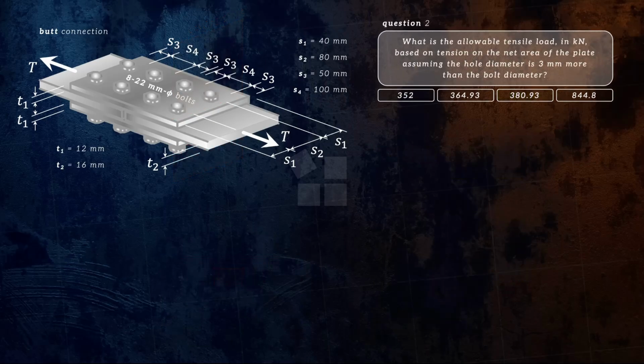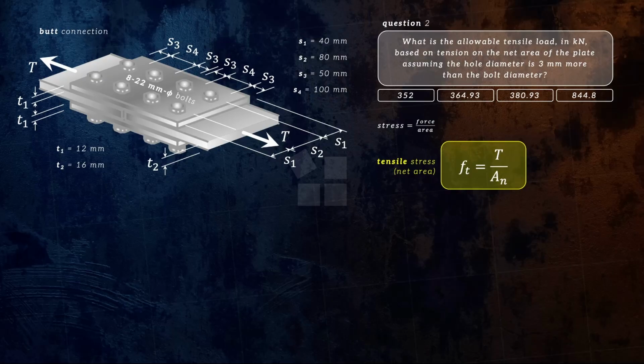Let's proceed to the next question, in which we are still asked for the allowable tensile load, but now it is based on tension on the net area of the plate with the following assumption. The same concept will be used for this question, because if you notice, the formula we will use is somewhat similar to the formula we used for the previous question.